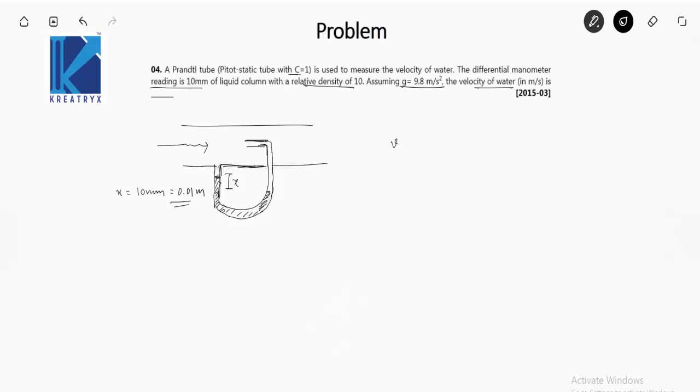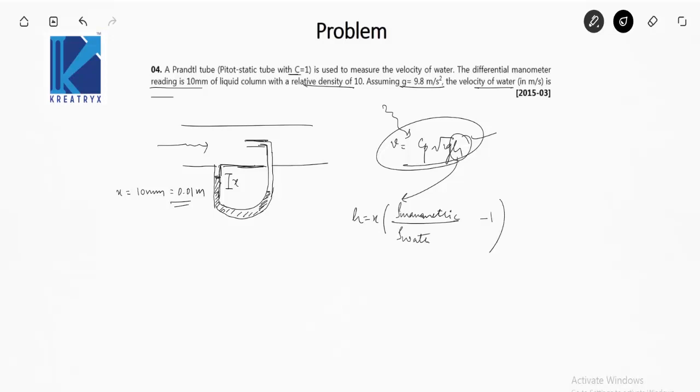What is the velocity of water? Cp root 2gh. How can we write this? You know this, by applying Bernoulli's equation, you will get this result. So V is equal to Cp root 2gh. However, h here is x times the density of manometric fluid upon density of water minus 1. Okay, and the relative density is given as 10, so this becomes 10.